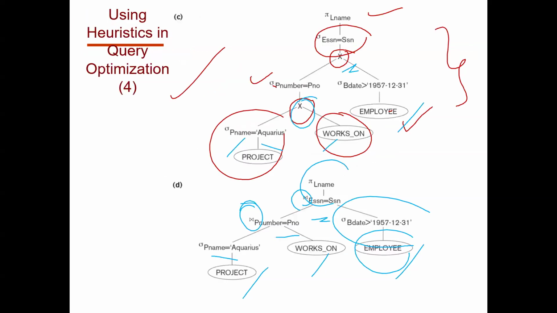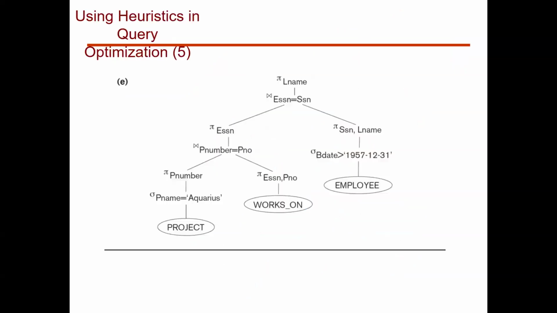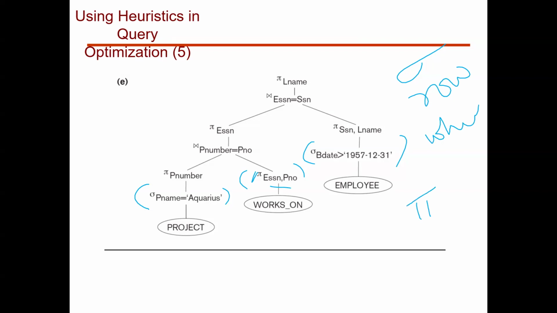Now here, what we were doing, we were having the condition P is equal to Aquarius, and here B is greater than this, and SSN, we are joining with them. So here we are selecting project name as Aquarius, where ESSN is equal to project number. This is an extra thing, and birthday is equal to this. So what is this? This will select the rows which satisfy the where condition, and this will select the columns.